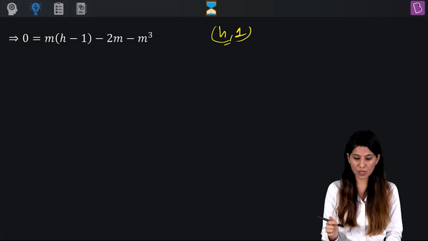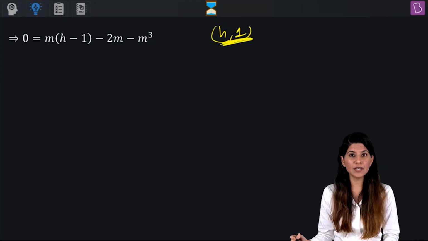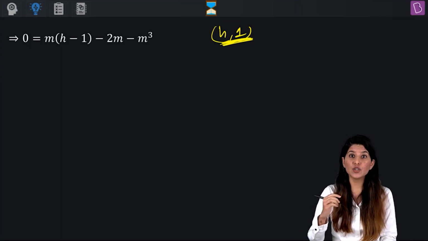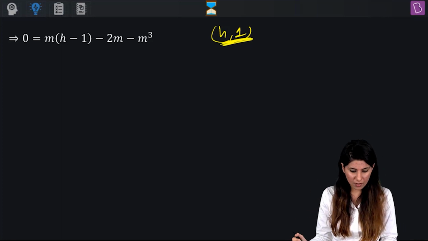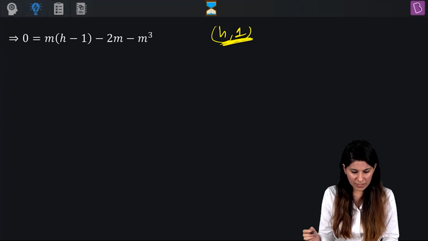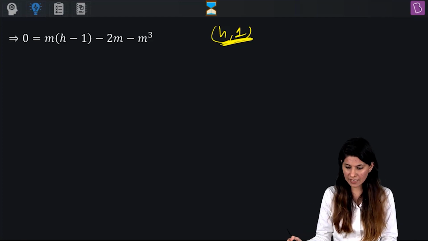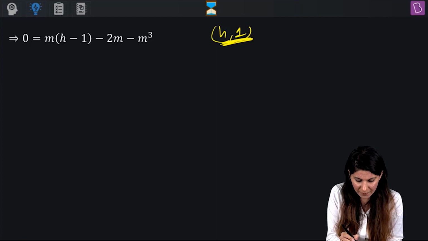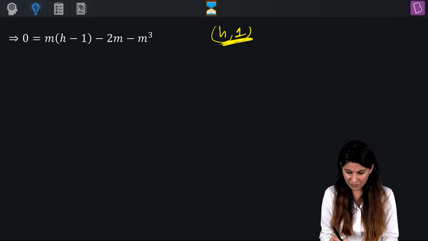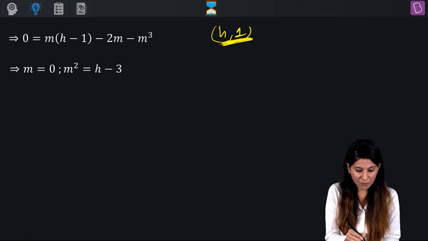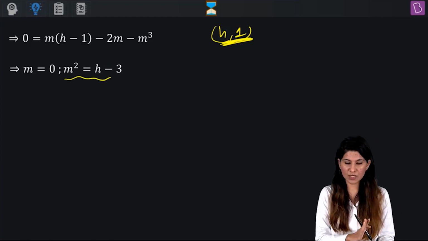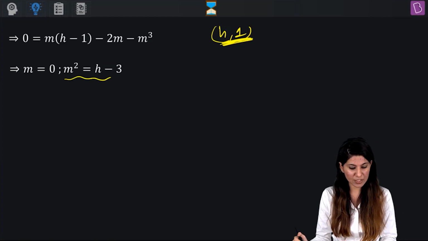Range of h: I want the set of points on the axis from which the normal is real. Okay, normal is real. This is a cubic in m, isn't it? And if I carefully observe, m equals 0 is one of the roots of this particular cubic. Hence, I am left with a quadratic: m equals 0 and a quadratic, m square is equal to h minus 3.